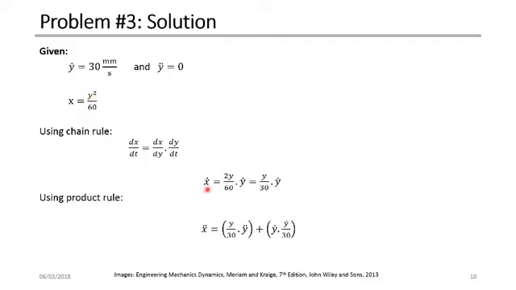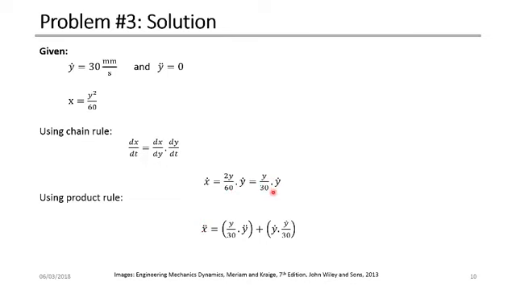So we have x dot on the left-hand side equal to the differentiation of x with respect to y, which is 2y divided by 60, and this part is y dot. So in the end, we have x dot as y divided by 30 multiplied by y dot. In order to find x double dot, which is the component of the acceleration in the x direction, we need to again take the time derivative of this equation.